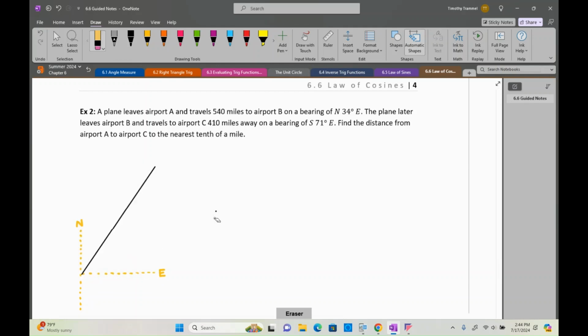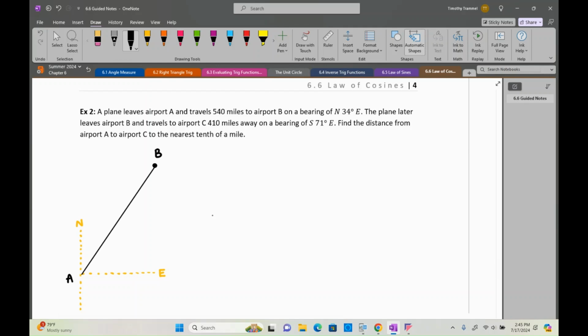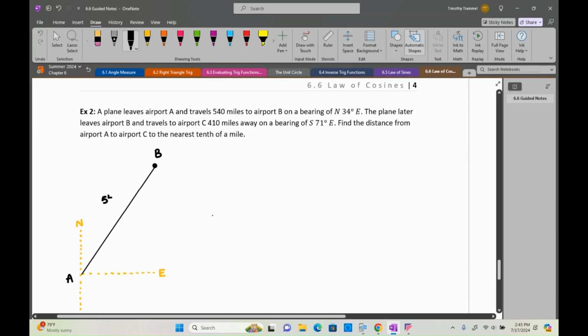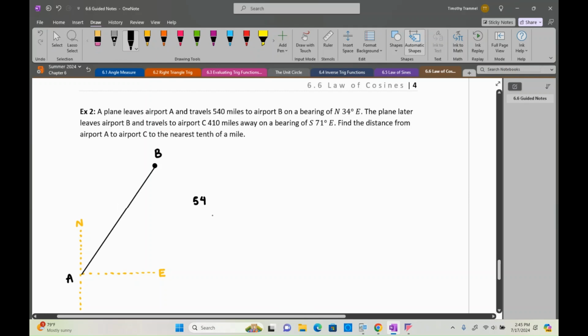All right, so I'm going to call this airport A right here, and I'm going to call this up here airport B. There we go. It was said that the distance between these two is 540 miles. Actually, I'm going to just go like this, 540 miles. And I'm going to just turn this. There we go. Okay, so we got that labeled.